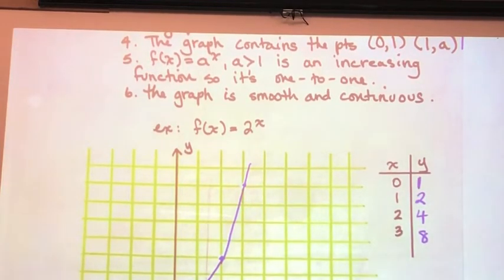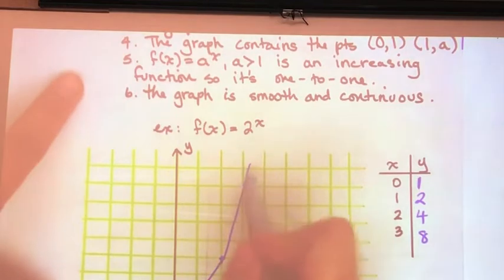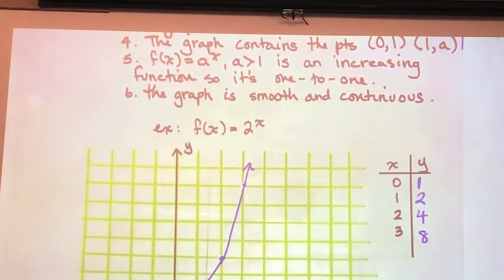So we know that if we were to do a transformation and we're going to shift the graph up or down, we're also going to shift the asymptote up or down. Okay, so this is what our graph looks like for an increasing exponential function, also known as exponential growth.